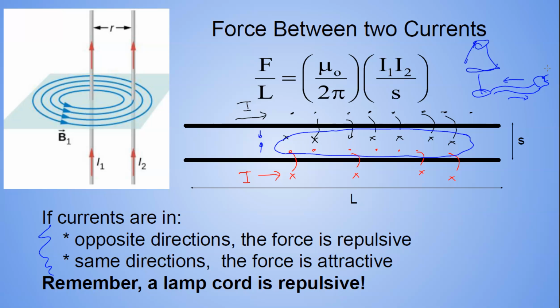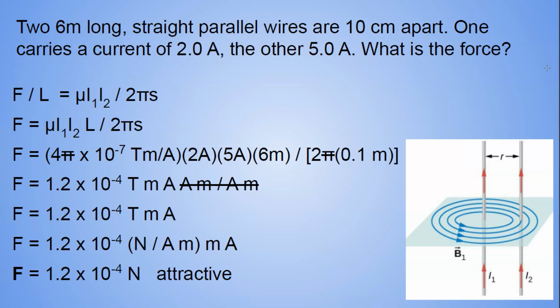Now it turns out it's a really, really small force, so in household kind of currents it's not going to overcome the strength of the plastic insulation that's holding it all together. But if you had big currents, then something could happen here. Let's see if I got an example. Yeah, here's one. Two 6-meter long straight parallel wires are 10 centimeters apart. One carries a current of 2 amps, the other 5 amps. What is the force? So this is a force per length formula right there.